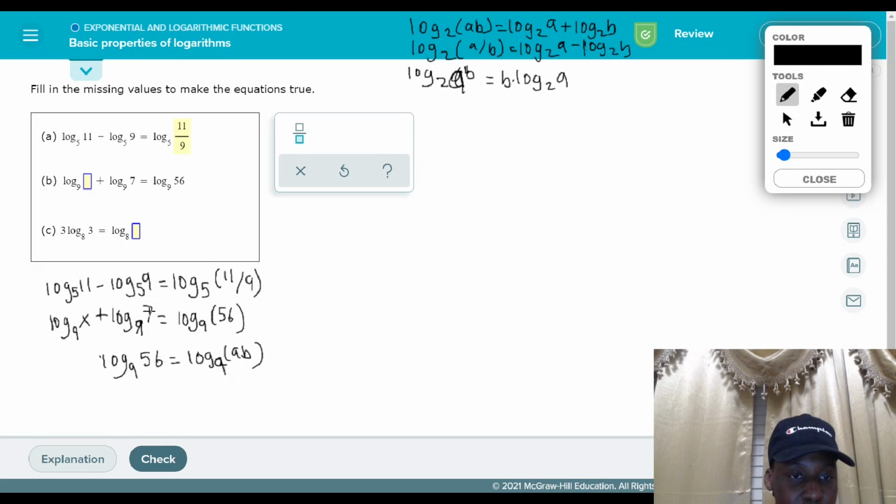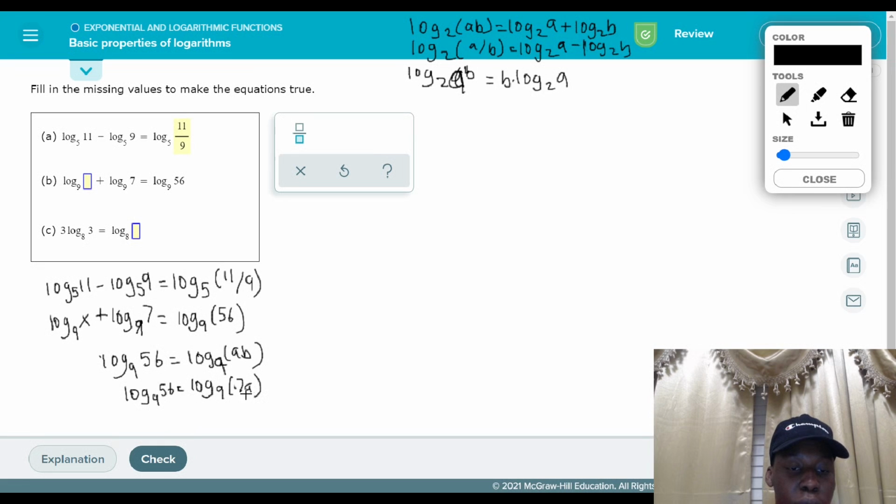And in this case, our b is 7, right? So we'll say log 9 of 56 equals log 9 of a times 7. So this is 7a. Basically, this is 7a. All right, this is 7a.